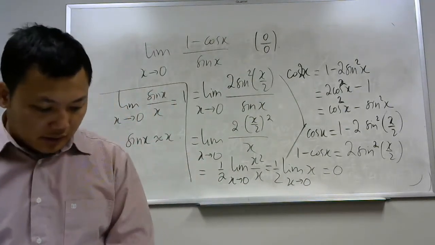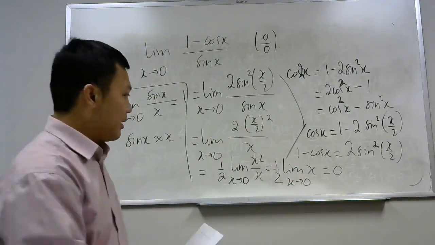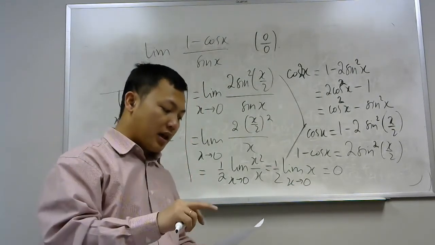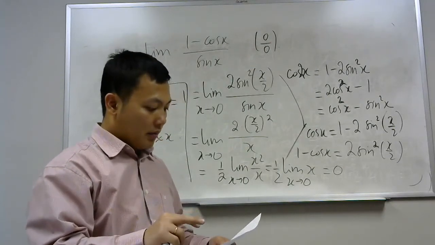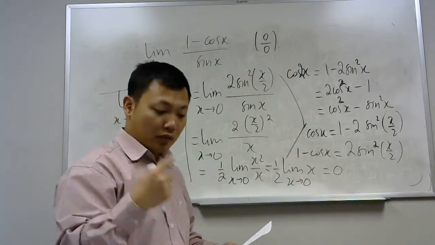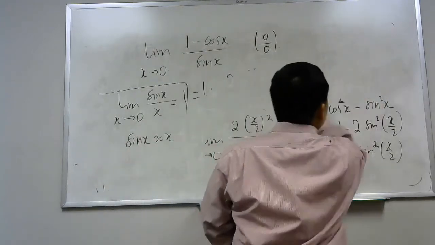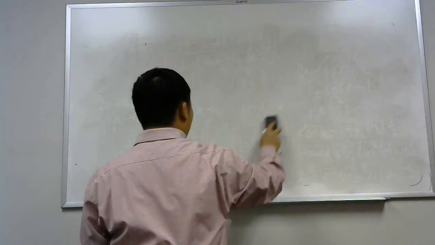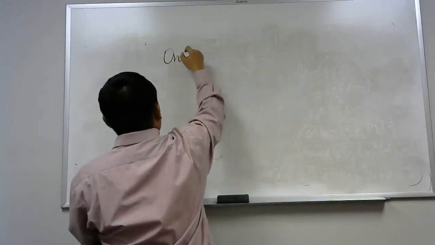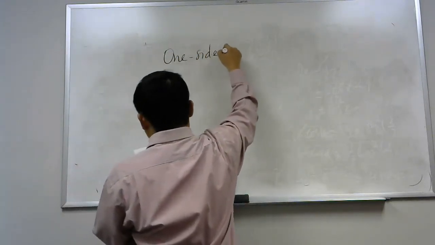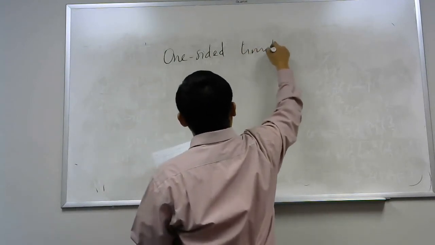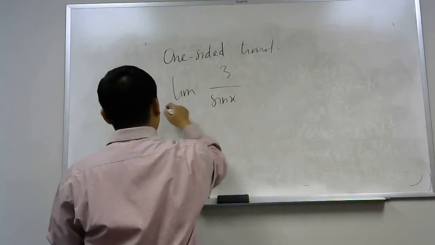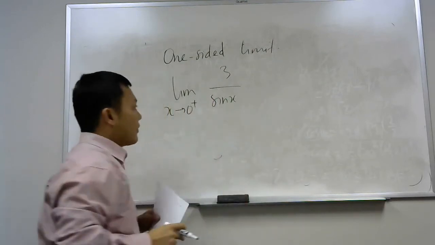Next question. Find the one-side limit if it exists. So in the practice test, you have two problems on one-side limits, right? But on the test, you will have only one. So one-side limit: the limit of 3 over sine of x when x goes to 0 plus.